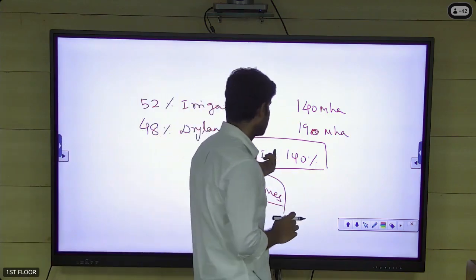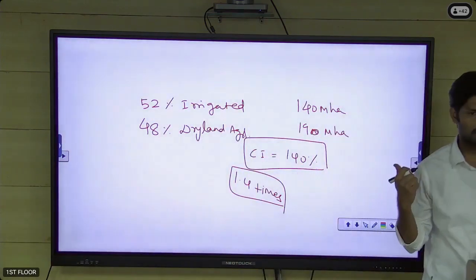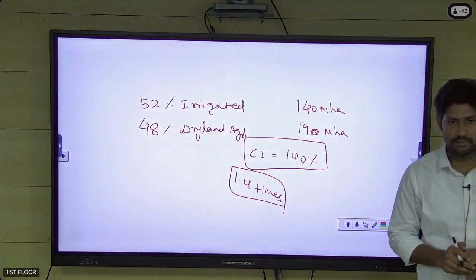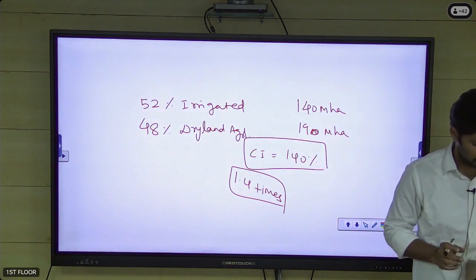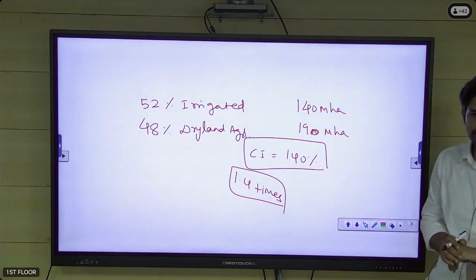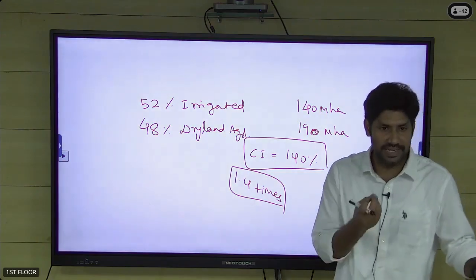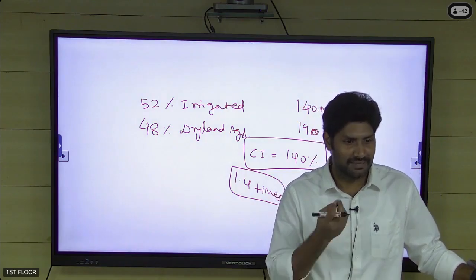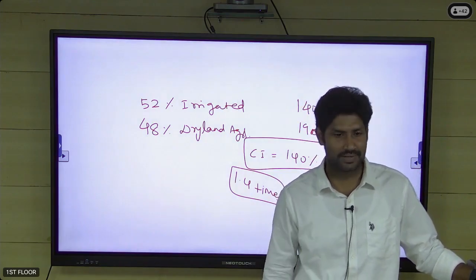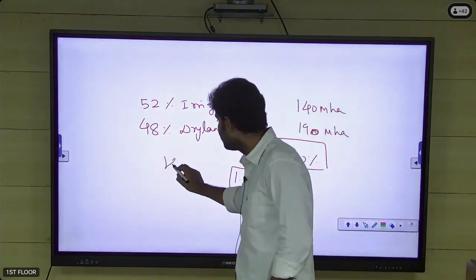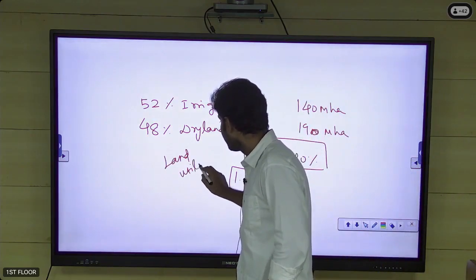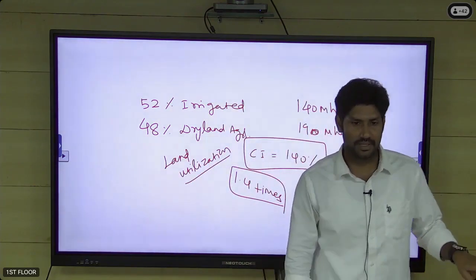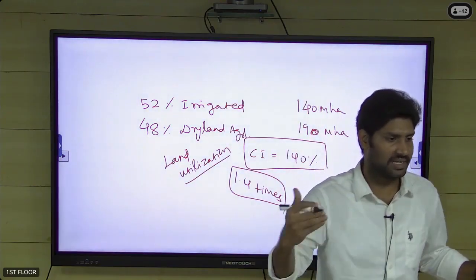So why do we need to understand this concept? What is the importance of this crop intensity concept? This is a basic concept of cropping system, first area, agronomy area. So what is the importance of understanding this concept, cropping intensity index? It gives the idea how efficiently the lands are utilized in India. So it gives the idea regarding land use efficiency.